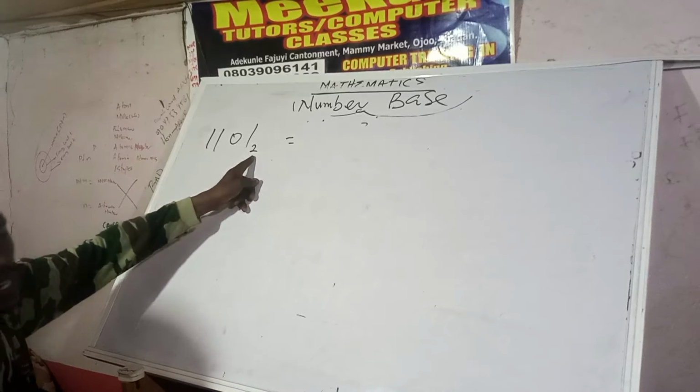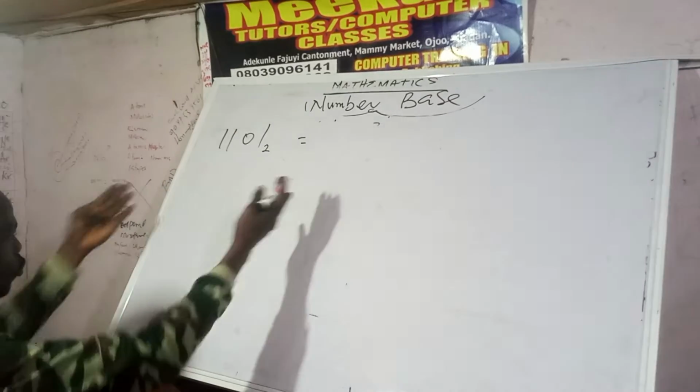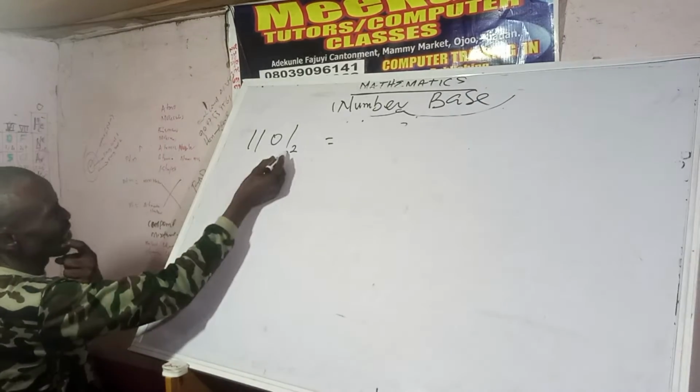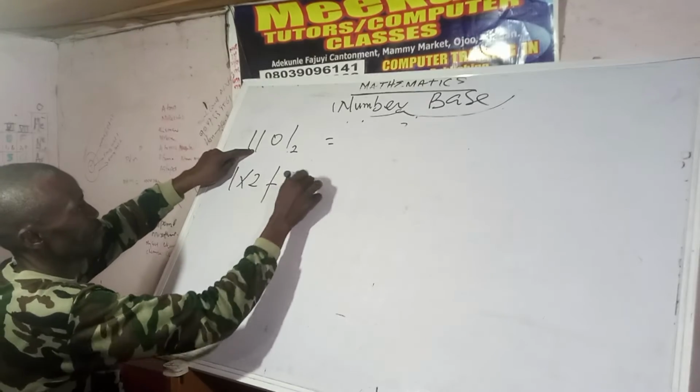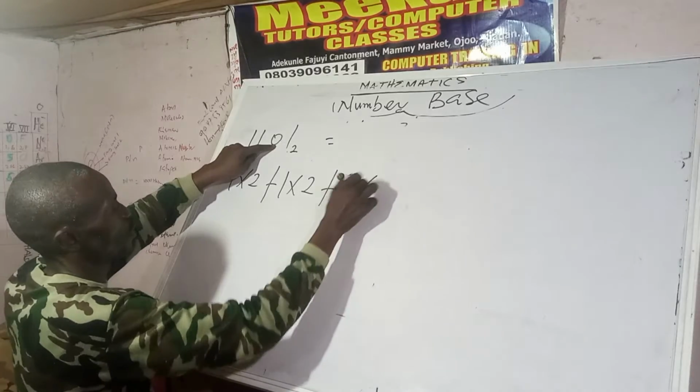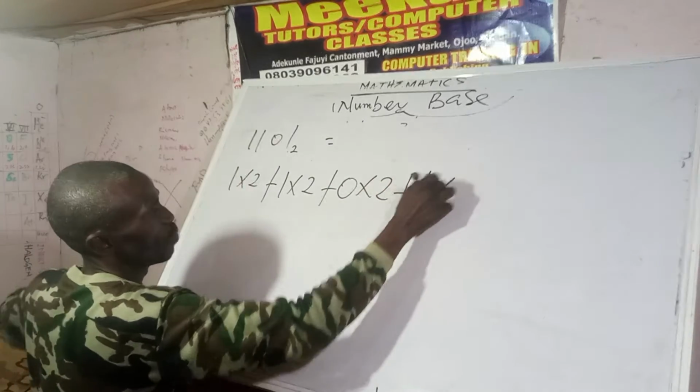1101 base 2. This is binary. Let's convert it back to base 10. I'll start: 1 times 2 to the power 3 plus 1 times 2 squared plus 0 times 2 to the power 1 plus 1 times 2 to the power 0.